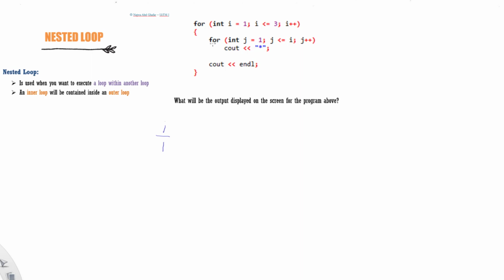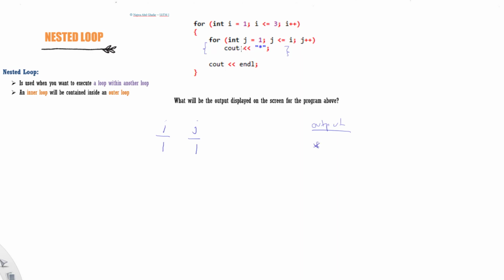Then it will meet this for. For int j equals 1, so we will have a j. j is equal to 1. So j less than or equal to i. Is 1 less than or equal to 1? True. So if it's true, it will go inside. Notice that we don't have curly braces. Since there are no curly braces, this for will support only one line. So cout star, it will display a star.